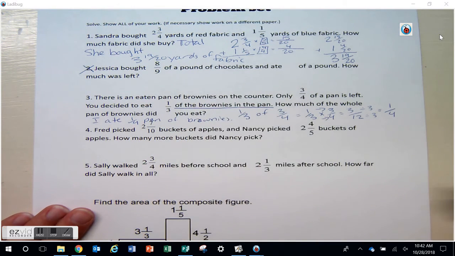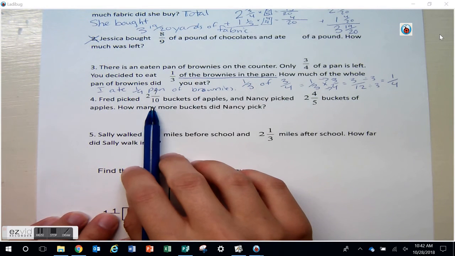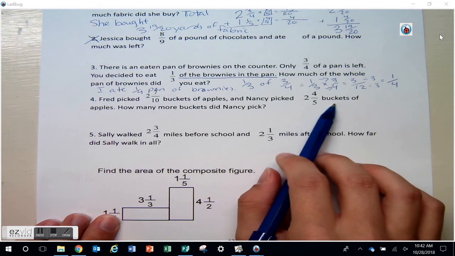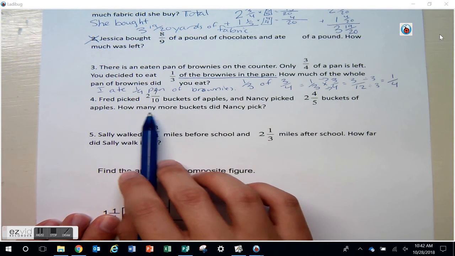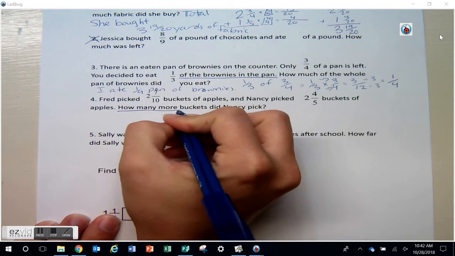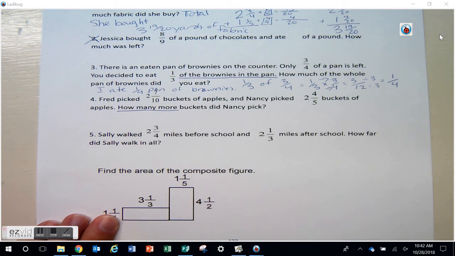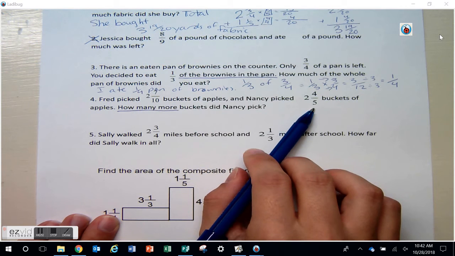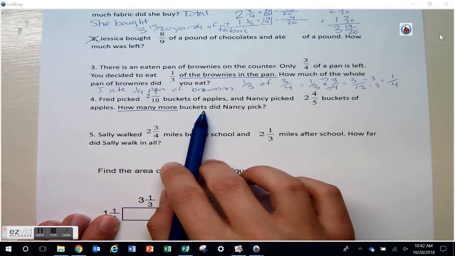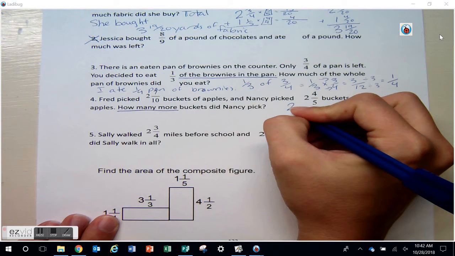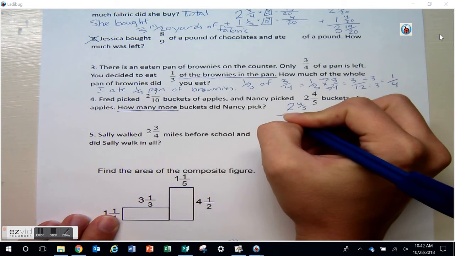Fred picked 2 7/10 buckets of apples, and Nancy picked 2 4/5 buckets of apples. How many more buckets did Nancy pick? How many more tells me this is a subtraction problem. Well, Nancy picked more, right? That's what they're saying. So we're going to do 2 4/5 minus the 2 7/10.